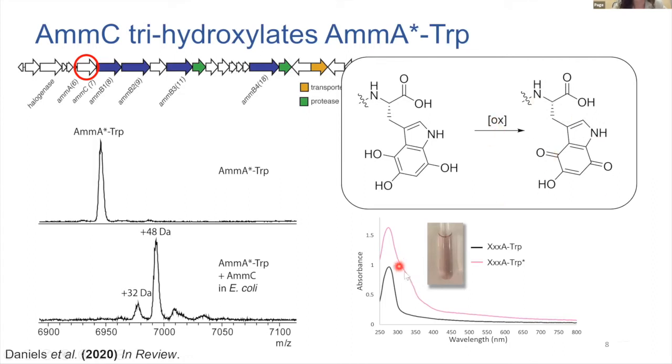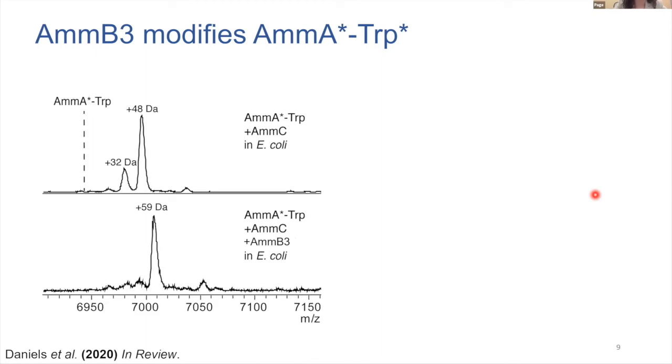And the peak broadening that we observe here is generally indicative of quinone formation. And this particular structure becomes important for the next catalytic transformation. So now that we have our product, the triphenolic product and the quinone product, we went back to see if any of the pearls would now modify this substrate. And we found that AMMB3 does indeed modify the peptide.